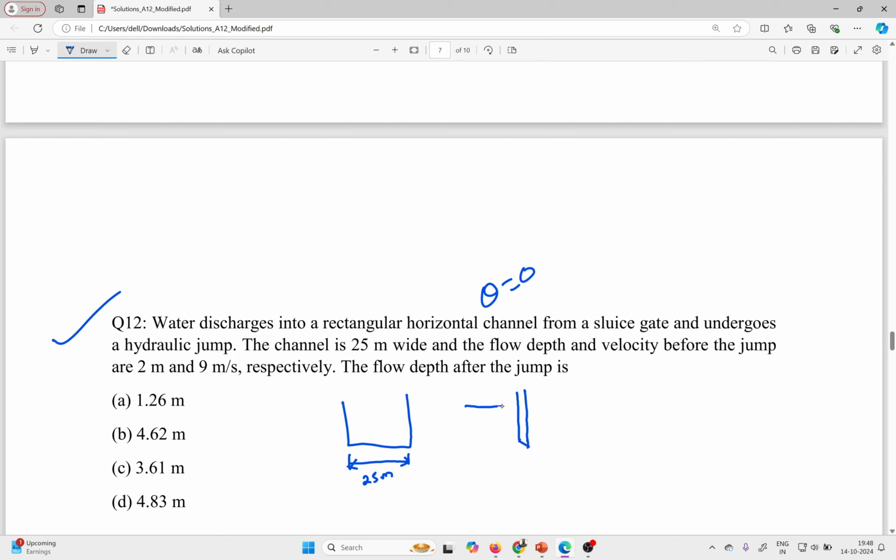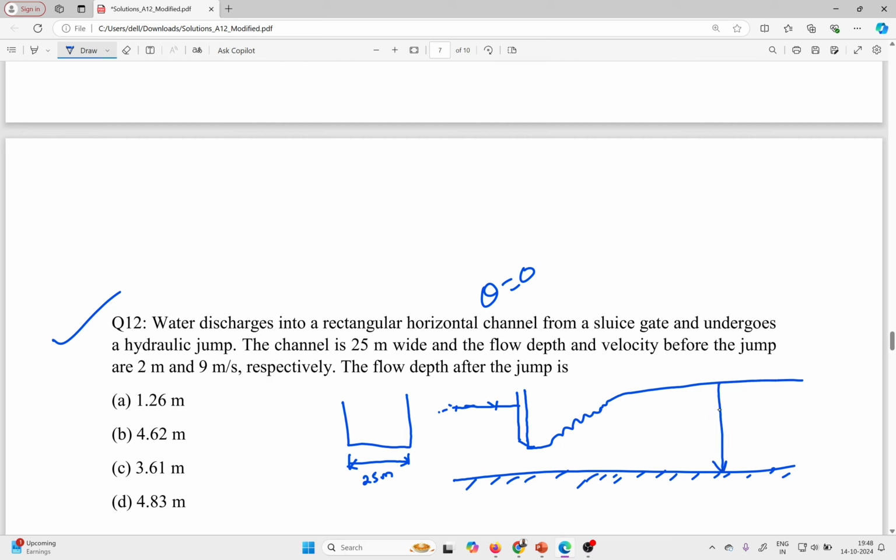Like that. This is the bed of the channel, and there is plenty of water on this side. Here the depth is like this much. Then after the jump is formed, and then after like that.